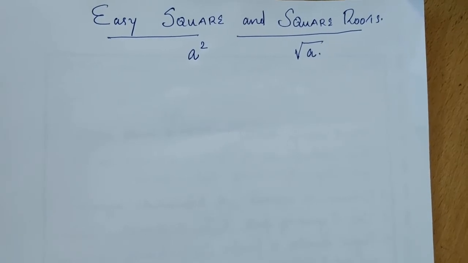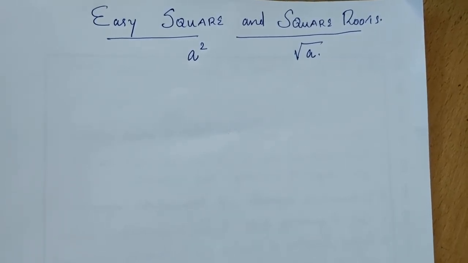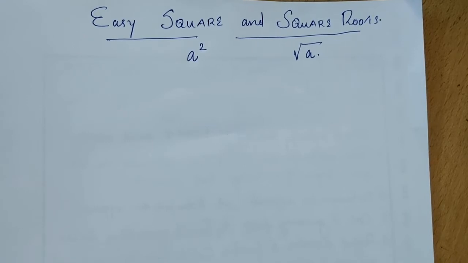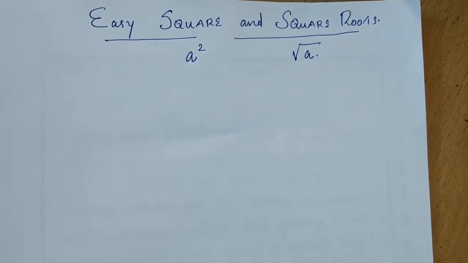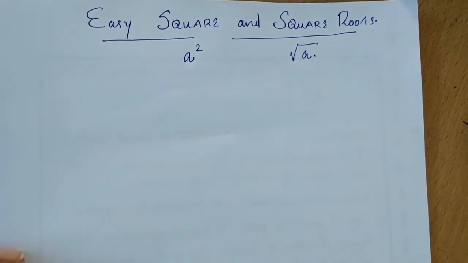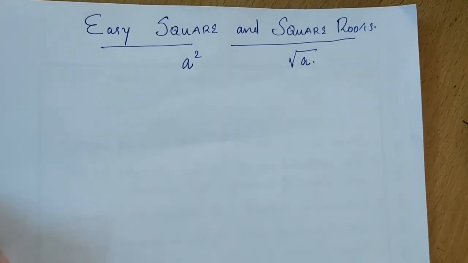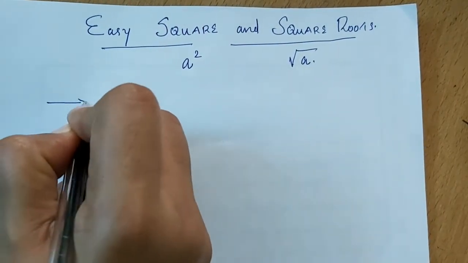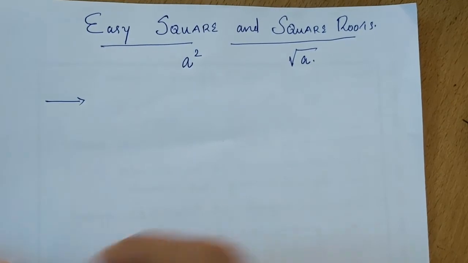Everybody prefers simple calculation methods. In the previous class, we discussed how to simplify addition, subtraction and multiplication methods. Today we are discussing how to easily find squares and square roots of numbers. Okay, let's go to the problem.